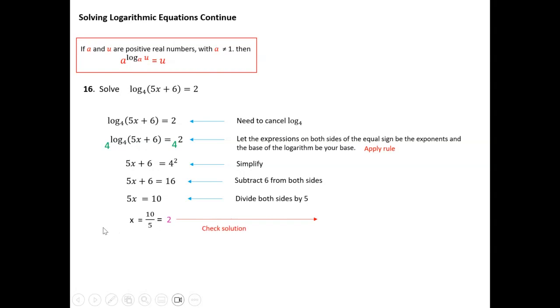And you can always, again, check your solution. We're going to plug in 2 for the x. So it's going to give us 16, right? And the answer, if you apply the property by change of base, it's going to give us 2 on the left side and 2 on the right side.